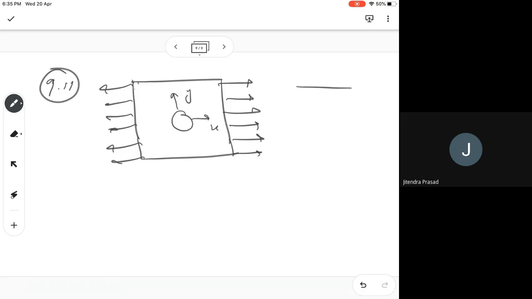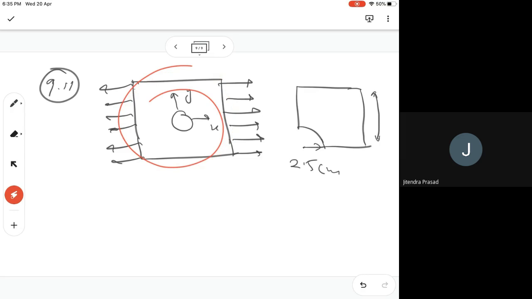So finally, if you are plotting the quarter, it looks like this, where the radius, from here to here, is 2.5 centimeter. And the plate is 20 by 20 centimeters. So the whole plate is 20 by 20. So this becomes 10 and this also becomes 10.